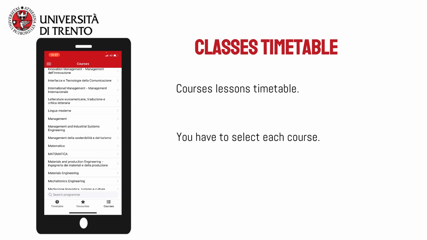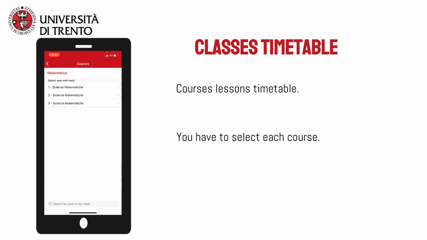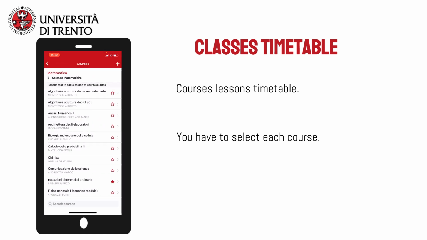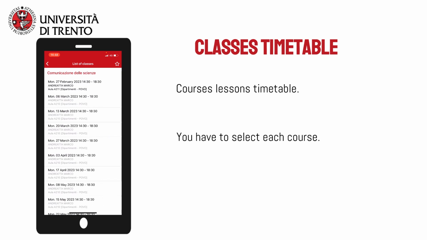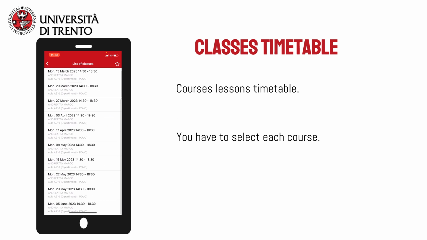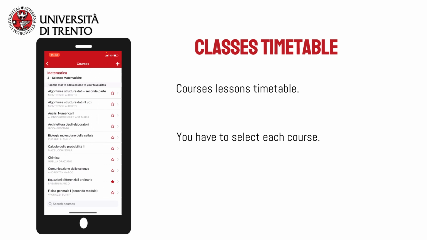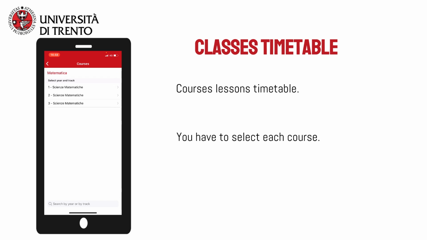For instance, if you're interested in the course Comunicazione delle Scienze in the departments of Mathematics and Physics, you have to select your course of study, so in this case, Mathematics, then the year the course is supposed to be in, and finally find the course of interest in the list shown, so Comunicazione delle Scienze. By clicking on the course name, you can view the full lesson schedule. And by ticking the star and going back to the timetable section, you will see the course you chose among the others.